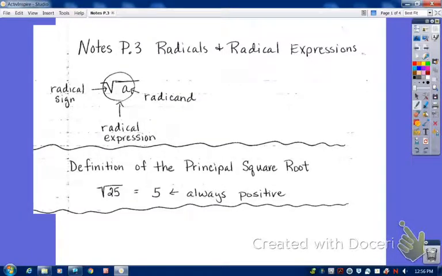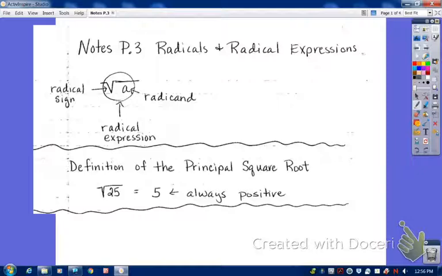All right, so on your handout, we've got the radical symbol. Everybody knows what that looks like? Whatever is underneath your radical symbol is called your radicand, and then the whole entire expression is called a radical expression. On your handout, it says the definition of a principal square root is always a positive number.